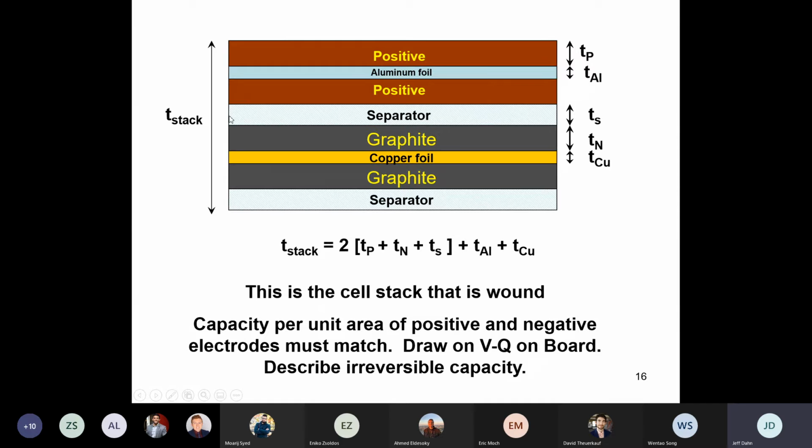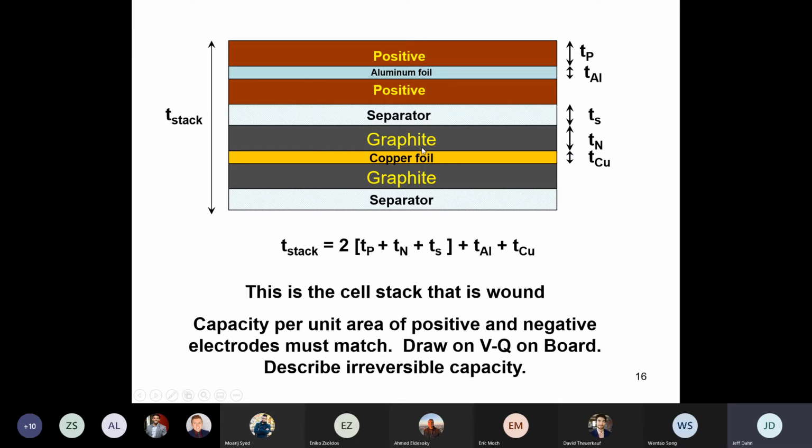So this is the basics of a lithium-ion cell. It's a stack, okay? So this stack has a separator, then a negative electrode, which is graphite coated on both sides of a copper foil, another separator, and then 2 positive electrodes coated on both sides of an aluminum foil. And this stack is wound up into a spiral in a cylindrical cell, or in a stack pouch design. You just stack these things on top of each other, one after the other.